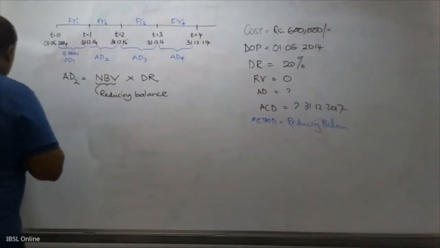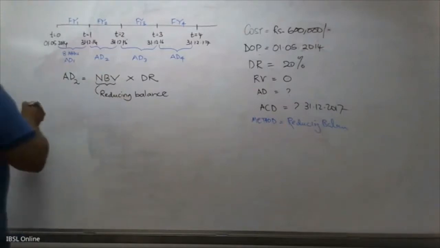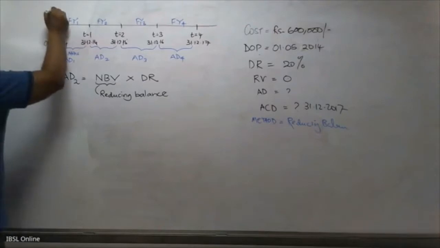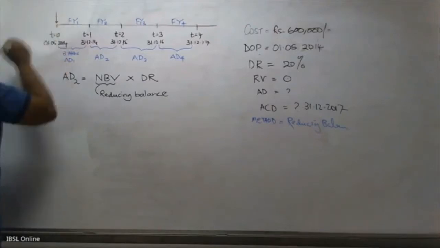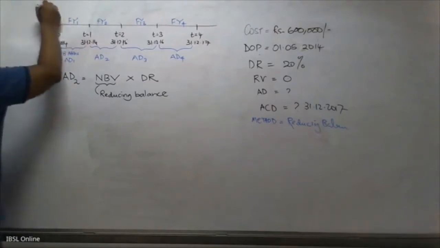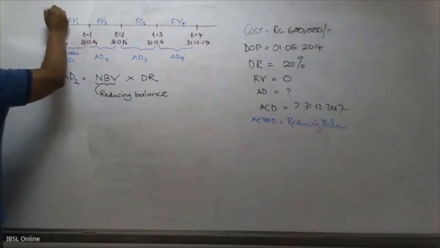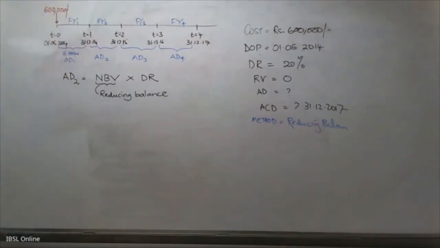Now, what do you mean by reduced balance? Please follow this, very, very important. When you purchase this asset, it had 600,000. Am I correct? When you purchase this asset, it had 600,000. You all can see this, right? What I have written?